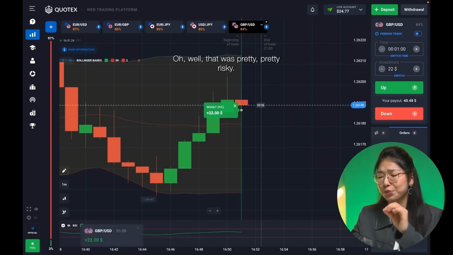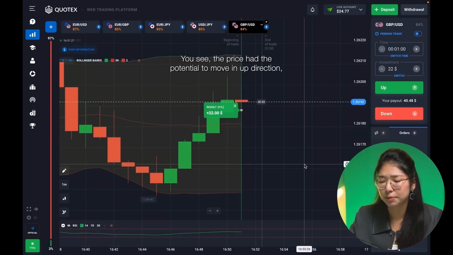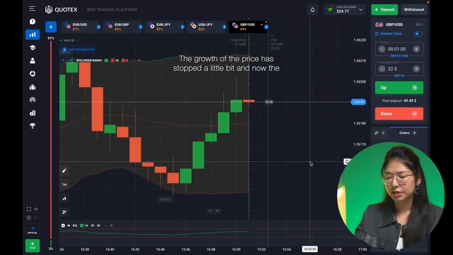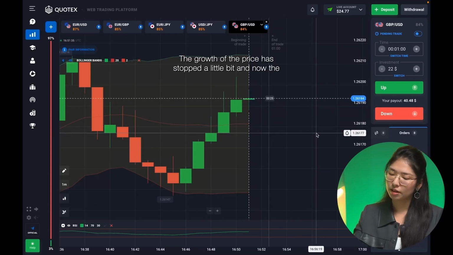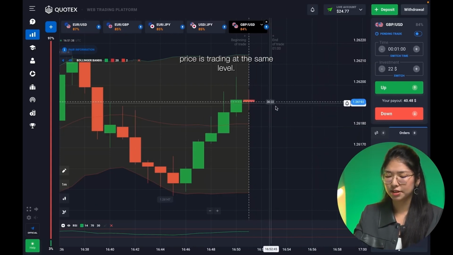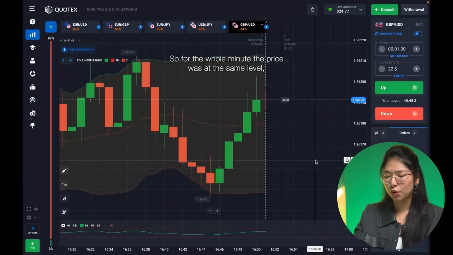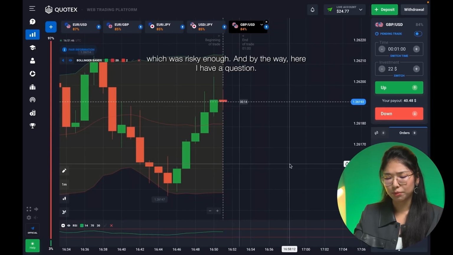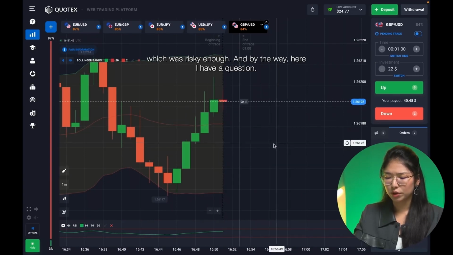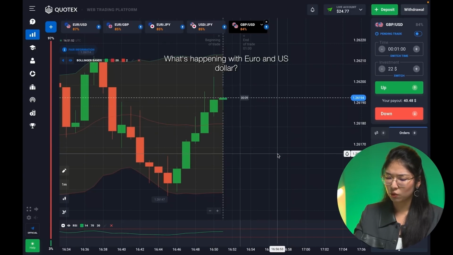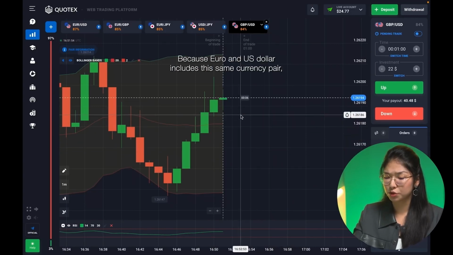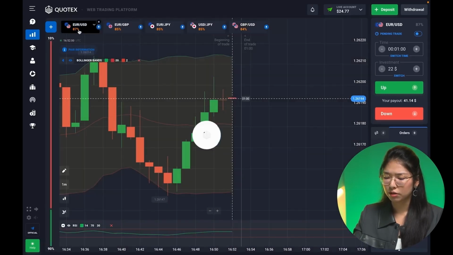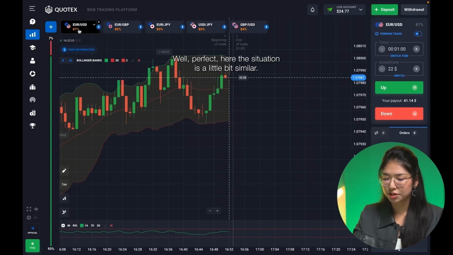Oh well, that was pretty risky. You see, the price had the potential to move on in up direction, but now the price has stopped a little bit. The graph of the price has stopped a little bit, and now the price is trading at the same level. So for the whole minute the price was at the same level, which was risky enough. And by the way, here I have a question. What's happening with euro and US dollar? Because euro and US dollar include the same currency. Both pairs include the US dollar. Well, perfect. Here the situation is a little bit similar.